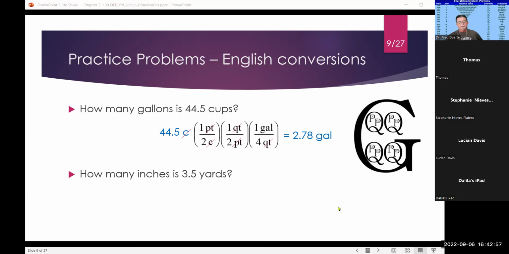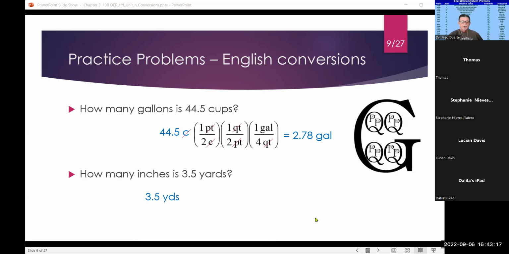Oh, sorry, I forgot to show you the answer is 2.78 gallons for 44.5 cups. Okay, keep track of your sig figs. Obviously, the 3 factors are all whole numbers and therefore exact numbers, and therefore do not play a role in determining the number of sig figs.